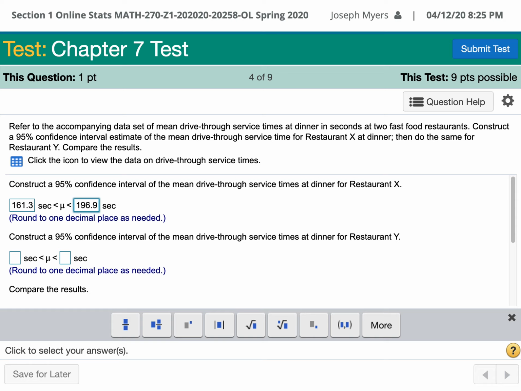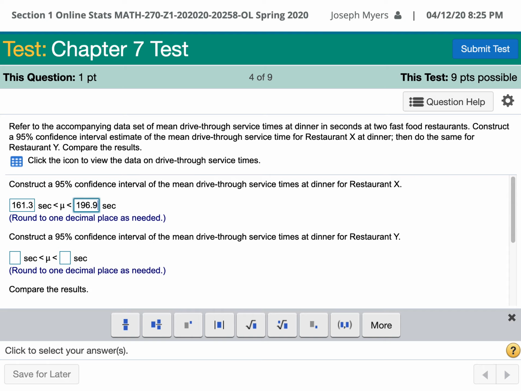So this dinner service, drive-through service times at dinner are between 161.3 seconds on average and 196.9 seconds on average. So that's the confidence interval for the average or the mean drive-through service times.